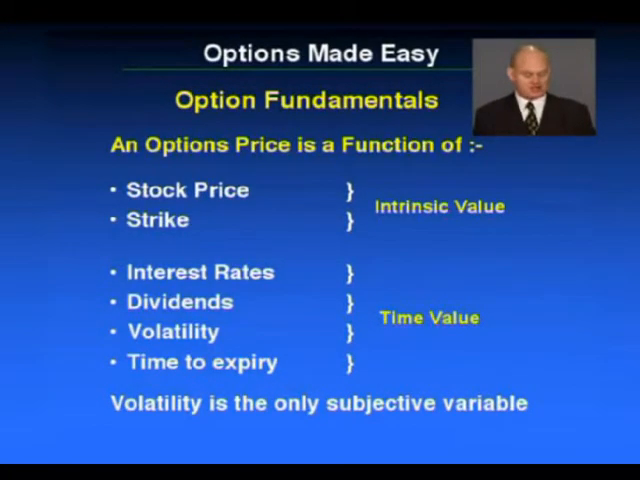Now, the volatility is the only subjective variable that's in the marketplace. We can calculate the actual historic volatility of a certain stock, but what they use in a market is an implied volatility statistic. And when we look at the model, I'll show you how all these things come together. But an option's price is a function of all these variables. We need a stock price, we need a strike price, interest rates, dividends, volatility, and time to expiry.